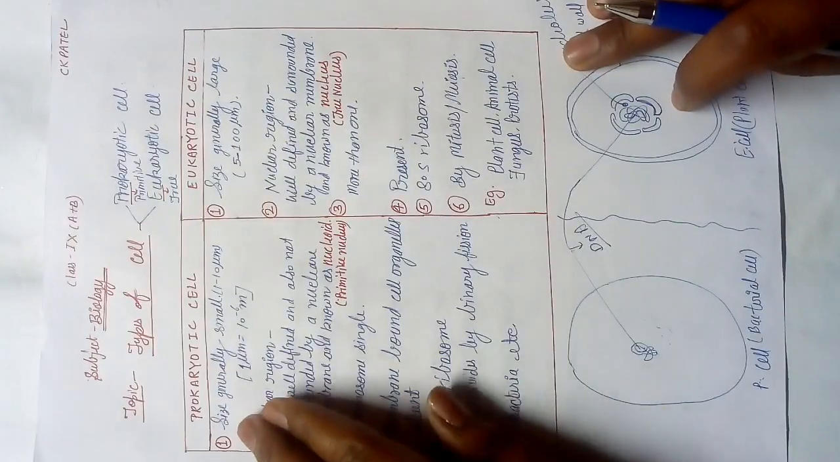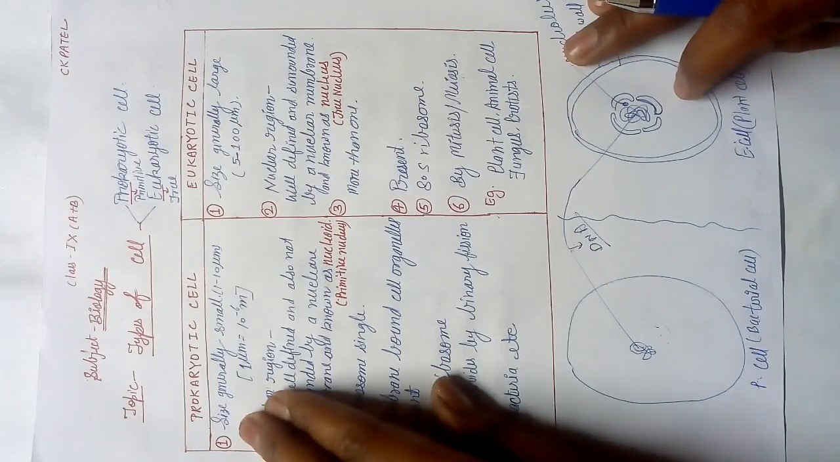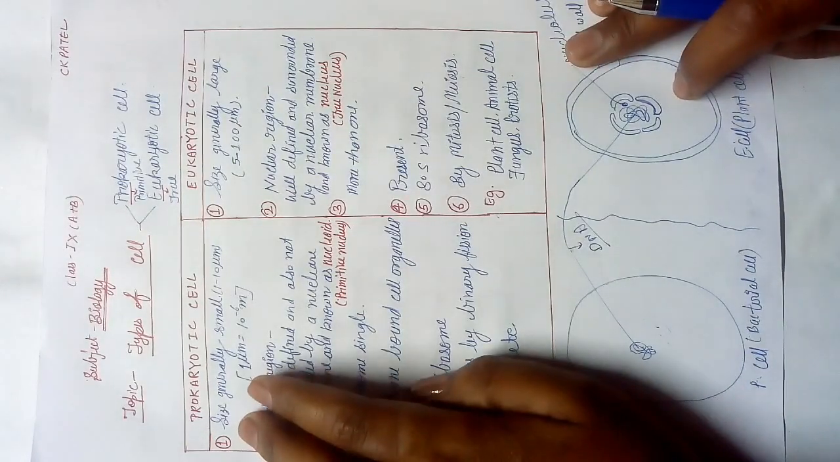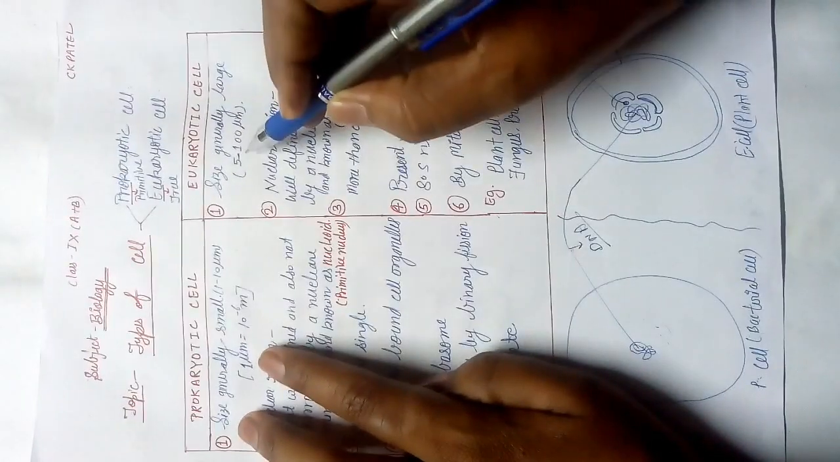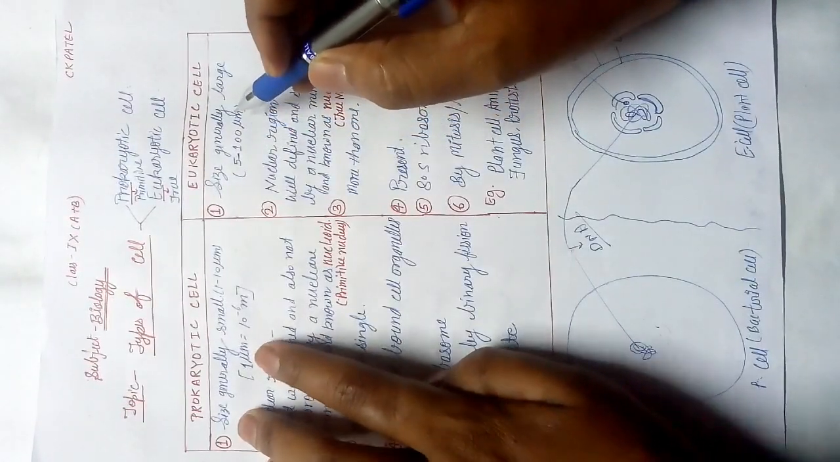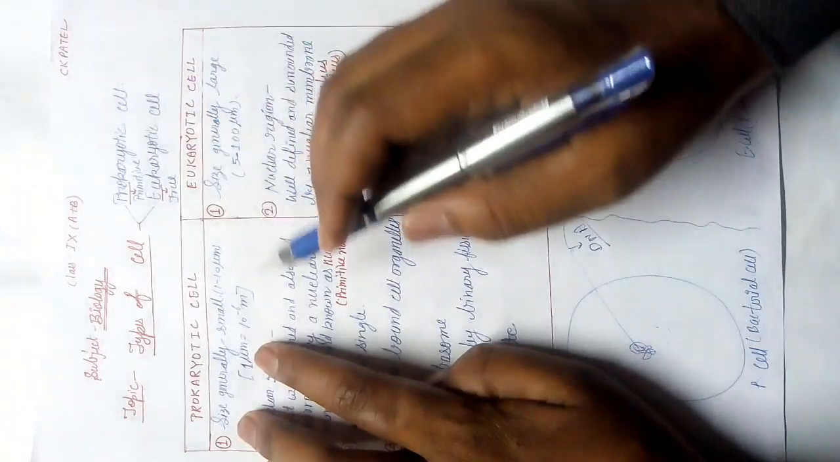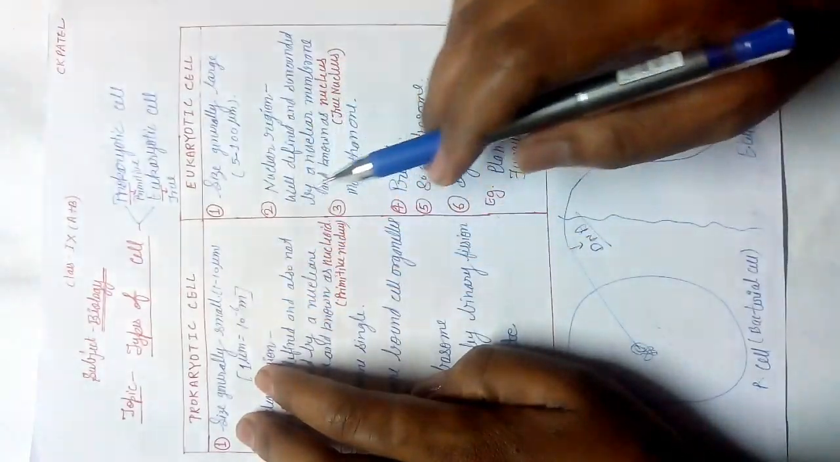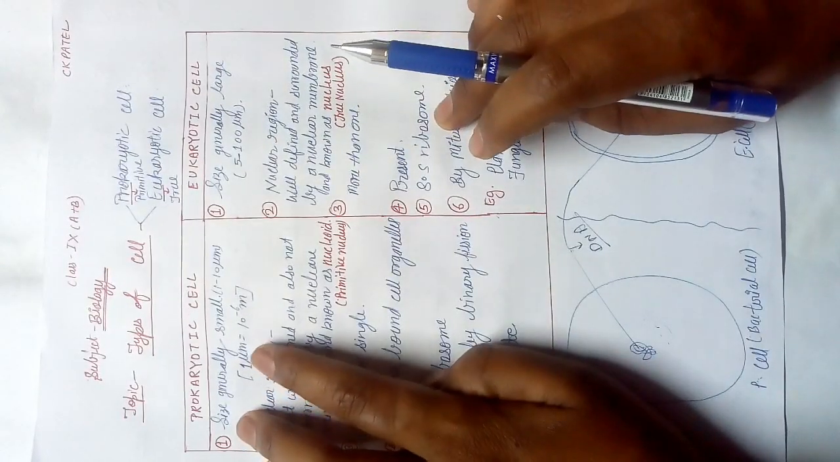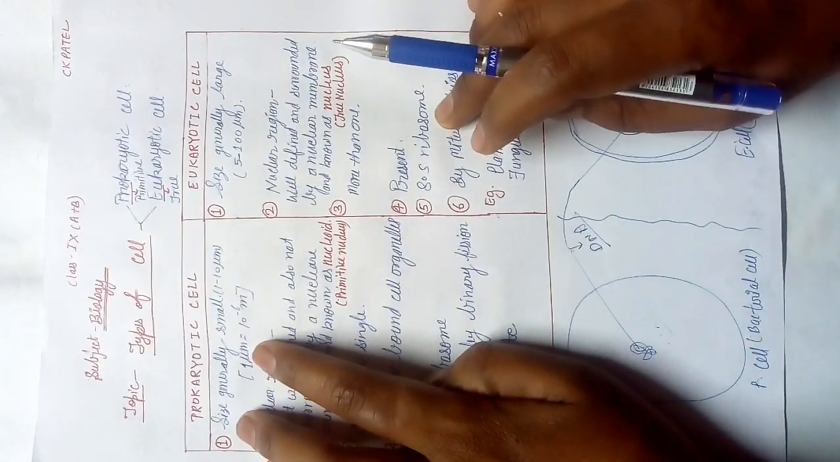First difference is the size: generally small, 1 to 10 micrometer. Okay, and eukaryotic size is generally large, 5 to 100 micrometer. But you should know about the unit also. 1 micrometer is equal to 10 to the power minus 6 meter. Okay, a very small unit. This is the micrometer.